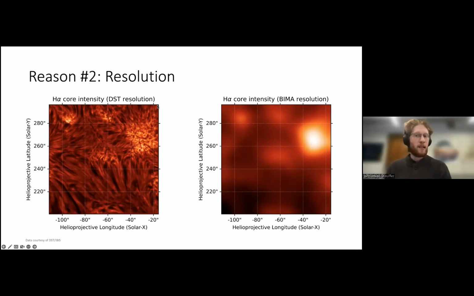Whereas on the right is that same image, but degraded to the spatial resolution of BIMA, the Berkeley, Illinois, Maryland Association Array, at 3.5 millimeters. And you can see all the fine detail is lost. All you can really tell is that there's something bright over here, and that's about it.